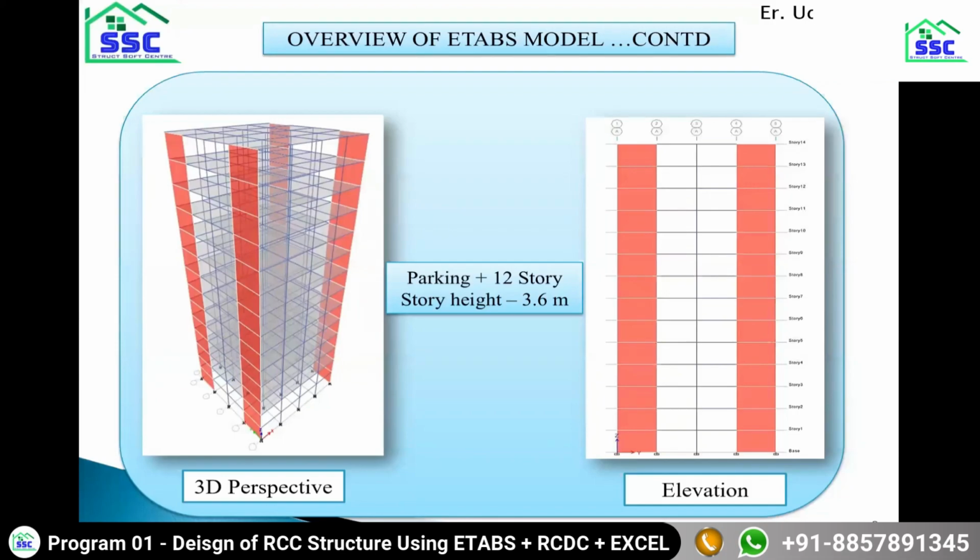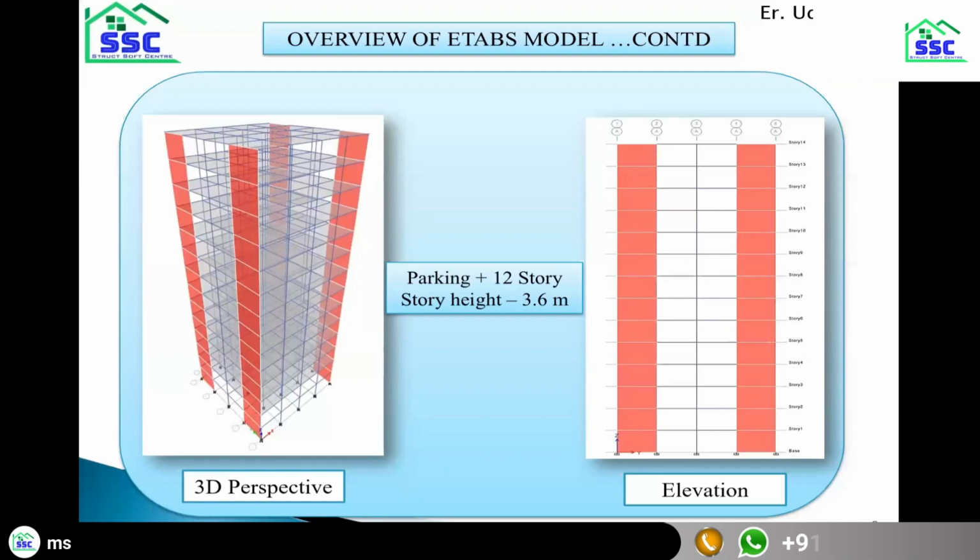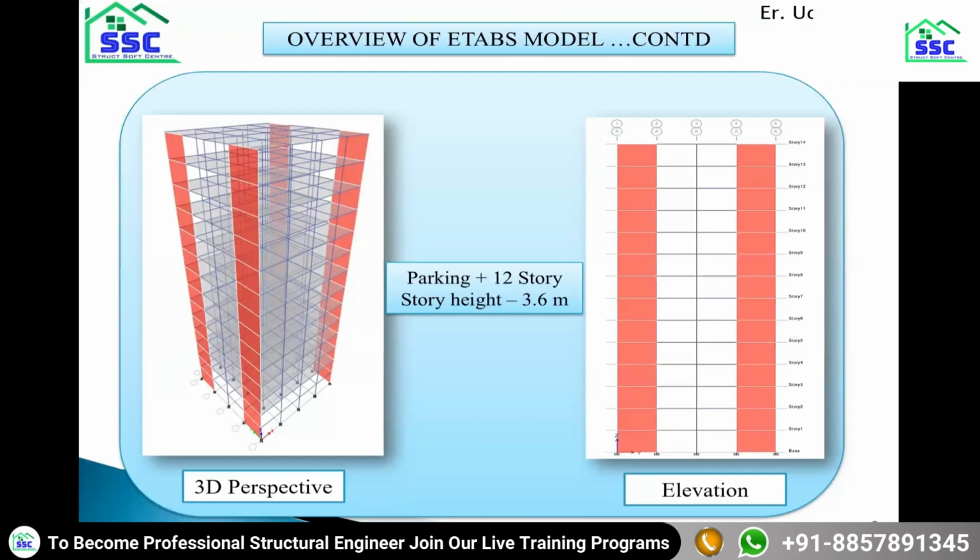Again, the story heights are kept uniform, 3.6 meter, no complication here also. As you can see in the elevation, base to story 1 basically represents our building from foundation up to the ground level, and then we have 13 stories above, sorry, which basically represents a parking plus 12-story building. On the left hand side, we can see the 3D view of the Etabs model. So this is the basic geometry of our Etabs model.